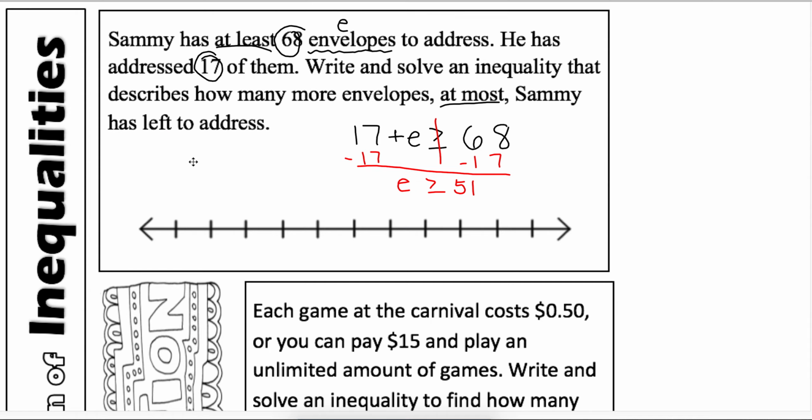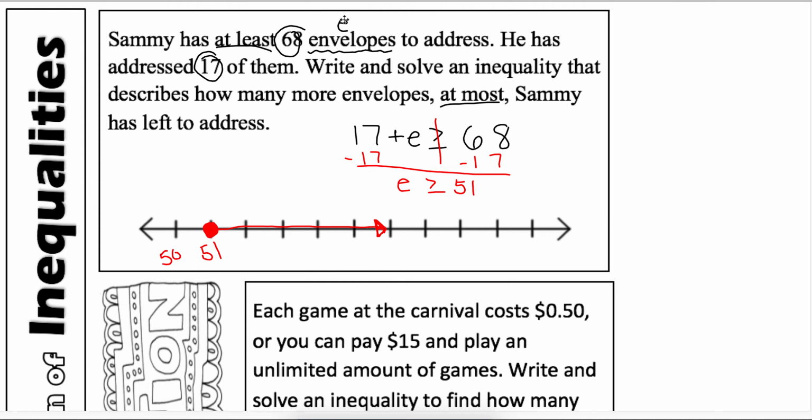Okay, let's graph this. Let's say this is 50. Let's say this is 51, and so on and so forth. I don't have to number all of them. We have to use a dot on the number 51, and because there is a line underneath there, that means it is a closed dot. And then our arrow says that E, whatever number we pick, is going to be up this way. It could be any number greater than or equal to 51.